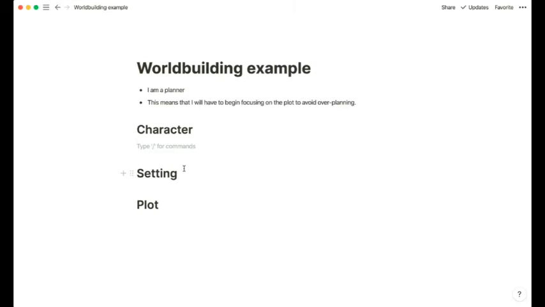So if we start from the character creation, just quickly, I want to say that I am a planner, as you can see here, and that means that I'll be focusing on the plot. I'll have to focus on the plot to avoid over planning. So I created this thing called the character creation menu with a few questions to get you to ask.